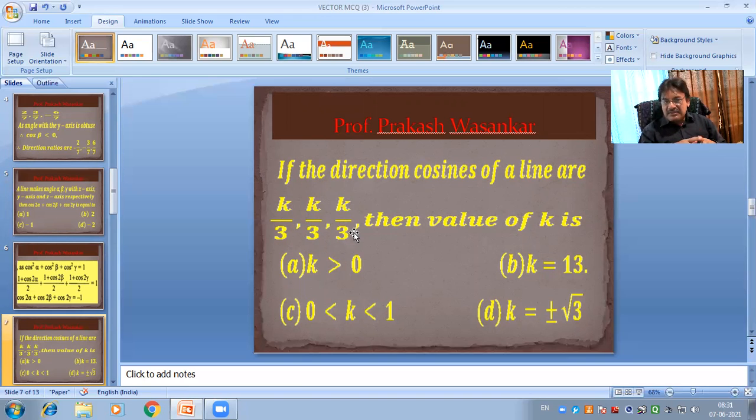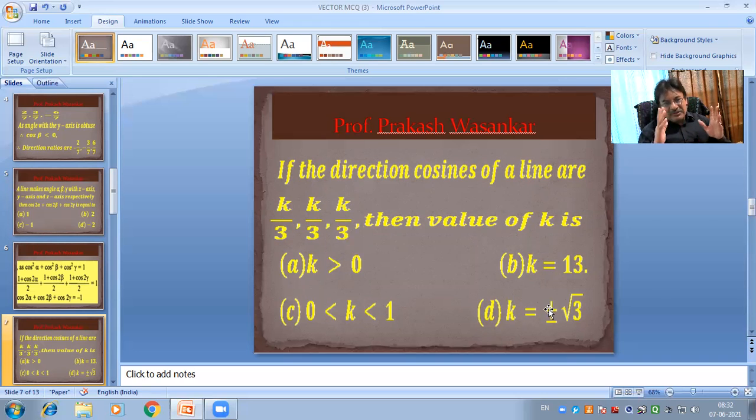Here L is k by 3, M is k by 3, N is k by 3. Then we find L square plus M square plus N square equals 1. L square is k square by 9, plus M square, again k square by 9, plus N square, again k square by 9. So k square by 9 plus k square by 9 plus k square by 9 gives 3 k square by 9, which is equal to 1. 3 ones are 1, 3 threes are 9. Therefore, k square is equal to 3. Therefore, k equals plus or minus root 3. That is, here D is the correct option.